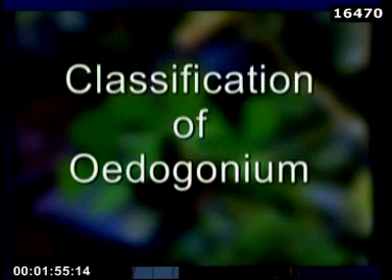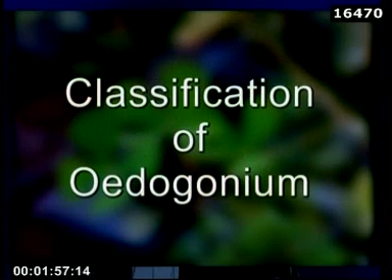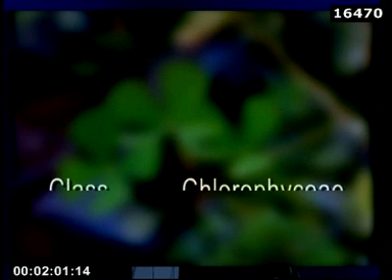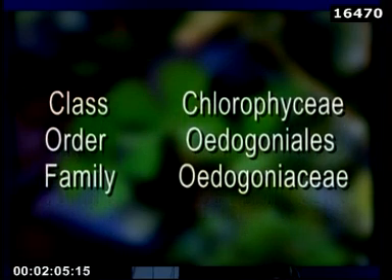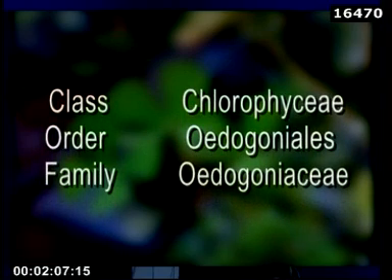Today I am going to deliver a lecture on Oedogonium, its important features and life cycle. First, we will take the classification of Oedogonium. Oedogonium belongs to the class Chlorophyceae, order Oedogoniales, family Oedogoniaceae.